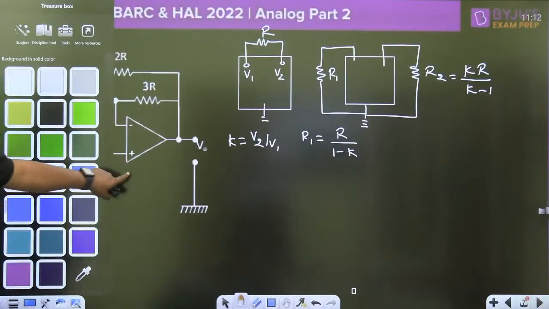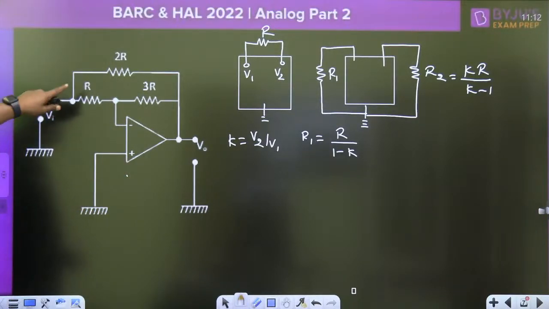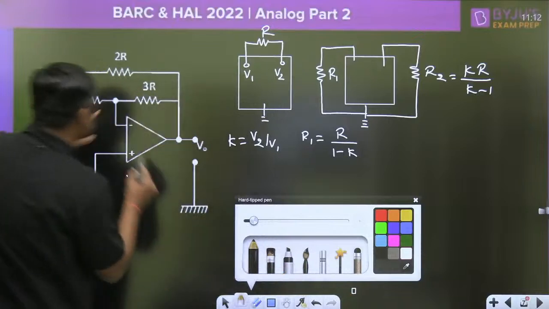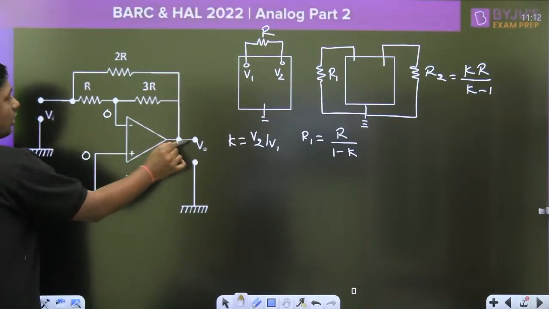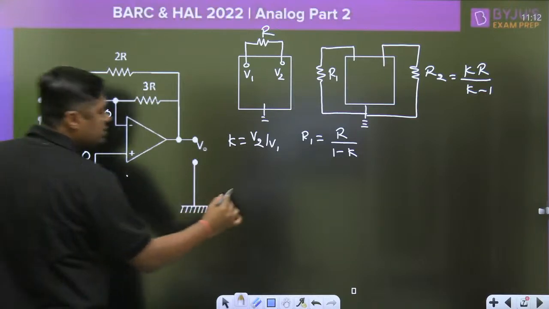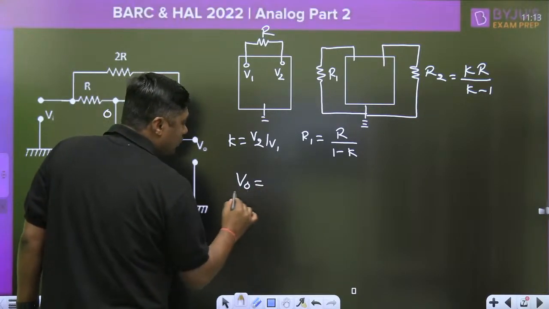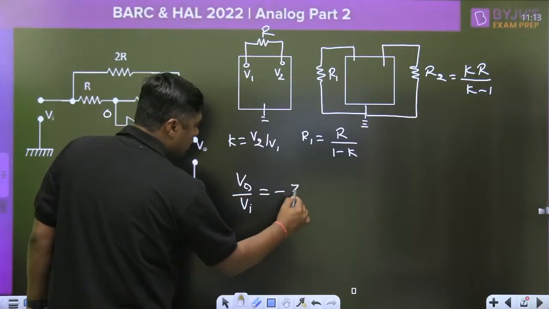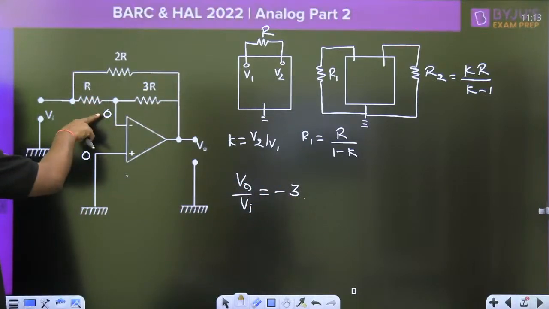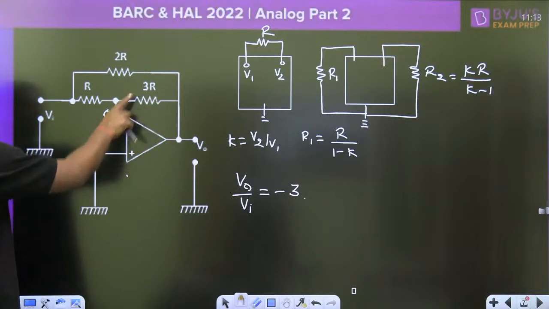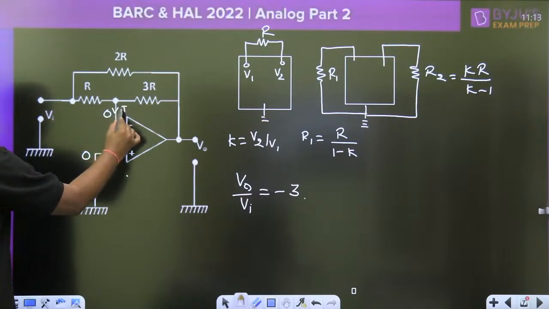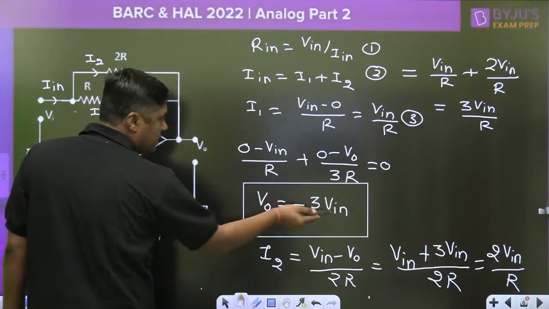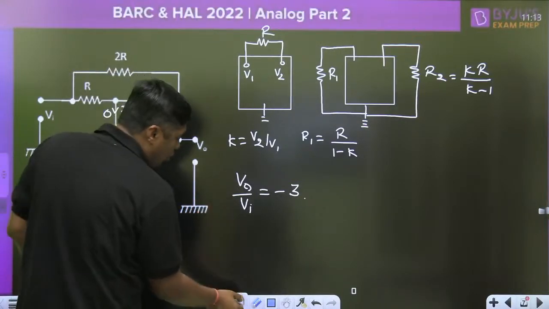Once you get the Miller's theorem, now you can break this resistor. First of all, we apply the KCL at this point. This is 0, this is 0. Already we have applied the KCL and you will get the relation that V0 by Vi is equal to -3. Yes or no? V0 by Vi is equal to -3. This is the KCL, 0 minus Vin by R, 0 minus V0 by 3R, and there is no current inside the operational amplifier, and that's why we already found that V0 by Vin is equal to -3. Once this is known, this is the K.